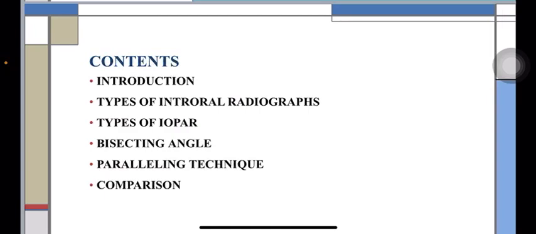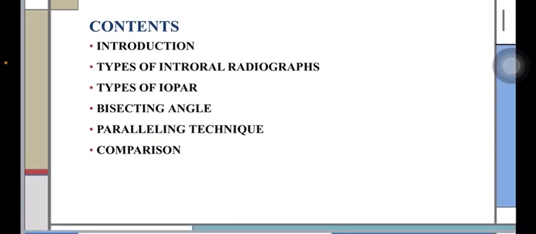So the contents are introduction, types of intraoral radiographs, types of IOPR, bisecting angle and paralleling techniques, and the comparisons.